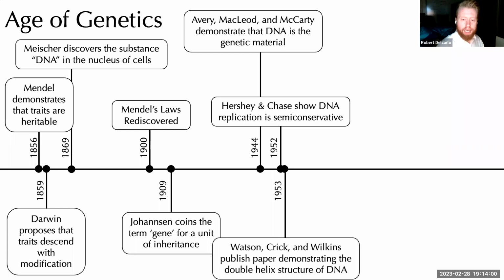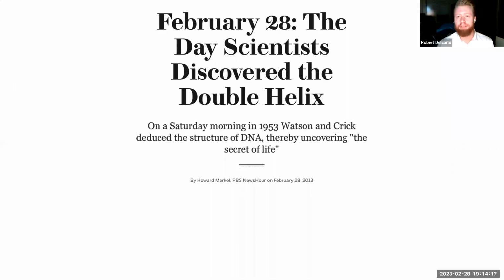Just a year later, in 1953, James Watson, Francis Crick, and Maurice Wilkins published a paper demonstrating the double helical structure of DNA and the base pairings and their orientations in space. And this is not just 70 years ago, it is 70 years ago today, February 28th, the day scientists discovered the double helix. Okay, so this was the day that Watson and Crick barged into a pub outside Oxford and said that they had discovered the secret of life.